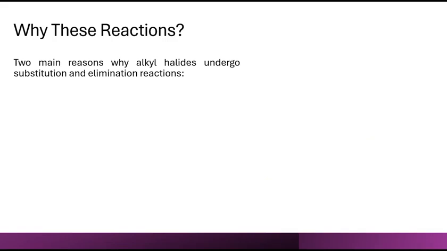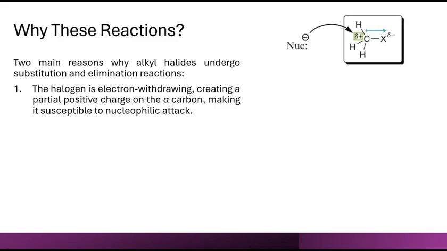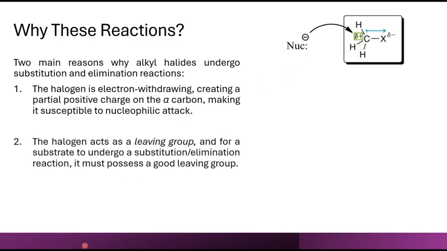Why these reactions? Two main reasons why alkyl halides undergo substitution and elimination reactions. One, the halogen is electron withdrawing, creating a partial positive charge on the alpha carbon, making it susceptible to nucleophilic attack. Notice the nucleophile can attack the alpha carbon because the bond is polar between carbon and X. Two, the halogen acts as a leaving group, and for a substrate to undergo either substitution or elimination, it must possess a good leaving group. The substrate is going to be our alkyl halide.